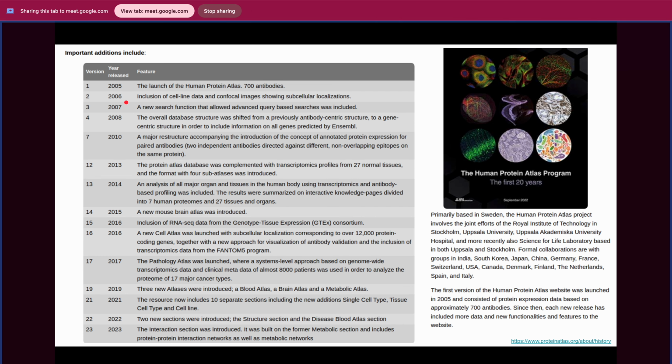Yeah, so in 2006, there was inclusion of cell line data and confocal images, which show subcellular localization. And then in 2007, a new search function came up, which allowed advanced query-based searches. So you can go through this and you'll find how with each year new information has been added to Protein Atlas.